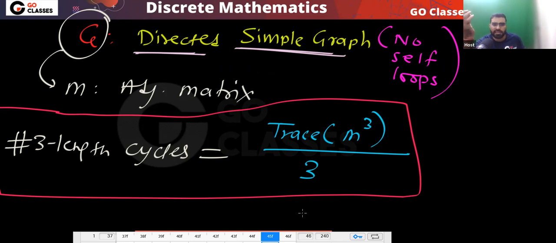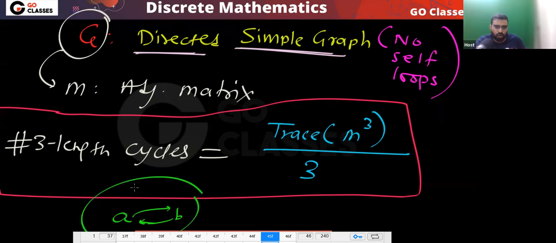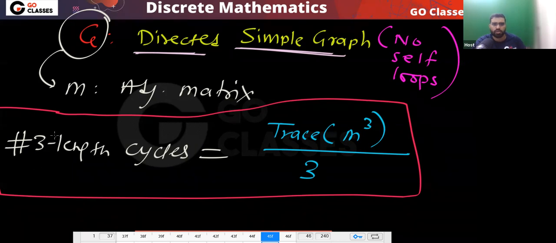You can easily check that it will not work for a four-length cycle, because even using this you can get a four-length walk. There is no four-length cycle in this graph, but still you can get a four-length walk. So this will not work for anything else. This will only work for this one. So the number of three length cycles will be equal to the trace of M cube divided by 3.